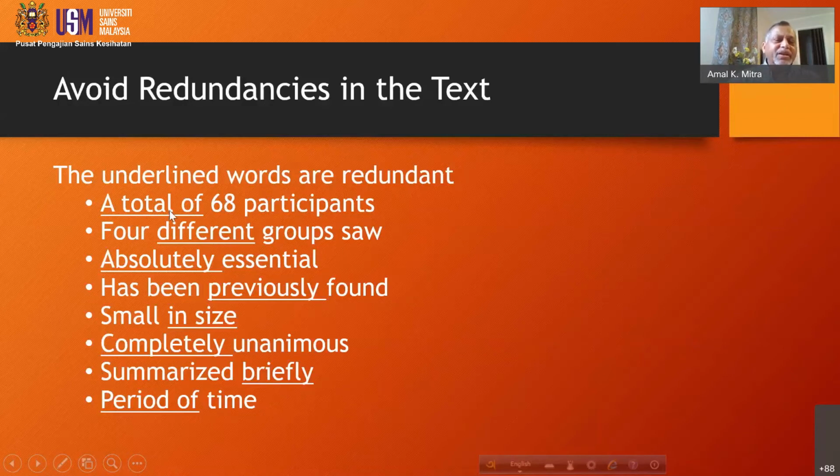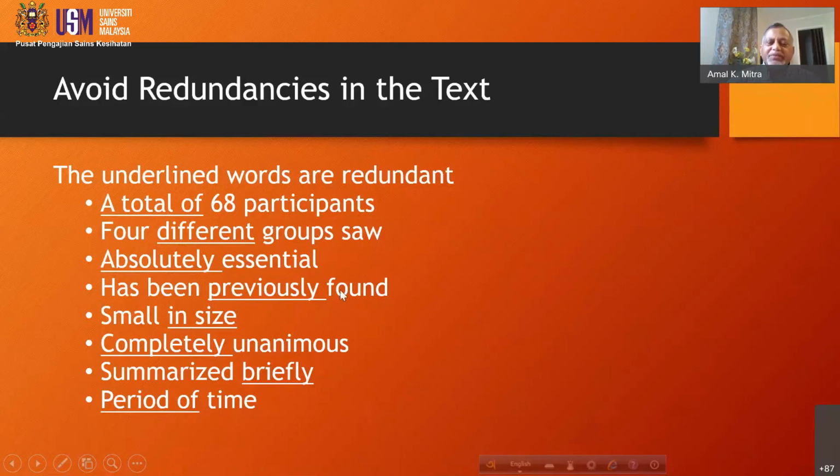this kind of redundancy. Especially this sentence, I have seen many times people use a total of 68 participants, 120 participants, so and so. It is not too much of a problem, but try to avoid any kind of redundancy. Here is a sentence you definitely can avoid, like 4 different groups saw it. So always 4, they're different. So you can say 4 groups saw. Absolutely essential, you don't need absolutely. You can say essential.